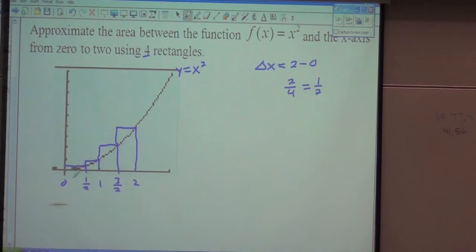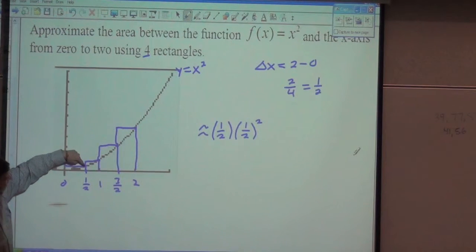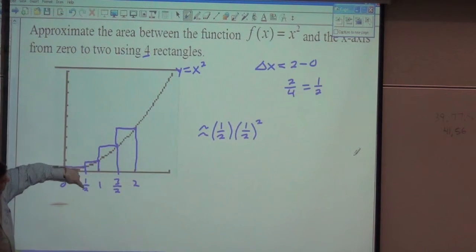The area of a rectangle is just width times height, right? So I can approximate this first rectangle: the width is a half, and the height is just a half squared. Because I went over here and up to the function x squared, so if x was a half, the height was a half squared.